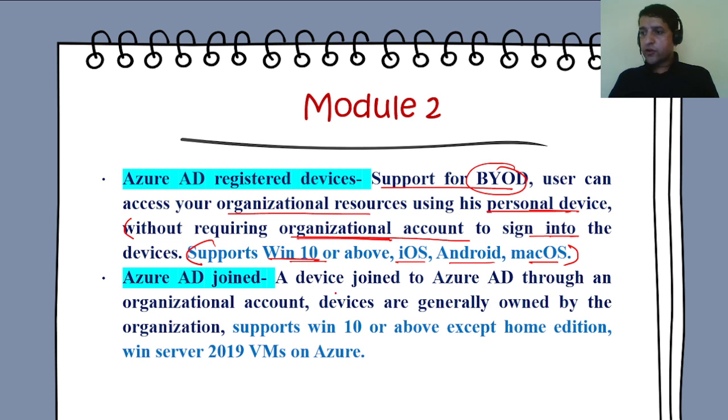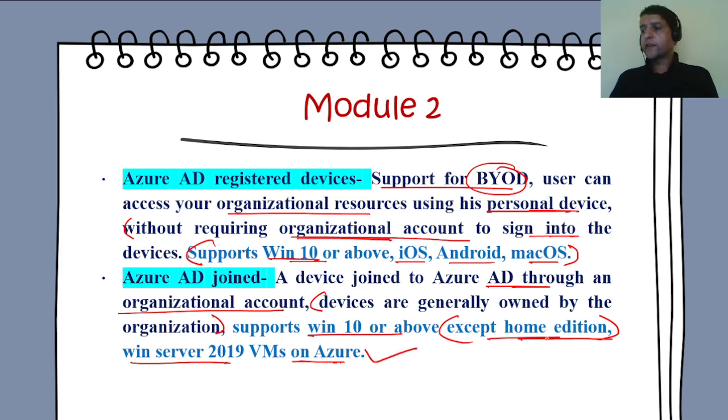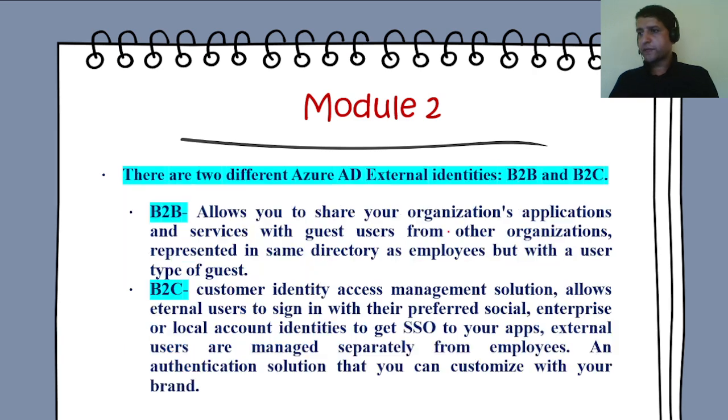And Azure AD join device: a device joined to Azure AD through an organizational account. If you have an organizational account, then you go for this option. Devices are generally owned by the organization. Very important: supports Windows 10 or above except Home Edition. They might ask a question. Please remember, Win Server 2009 VMs on Azure. But this is an exception, right? It supports Win Server 2019 VMs on Azure also, but not this. So please remember these keywords here. They ask a question based on this concept.